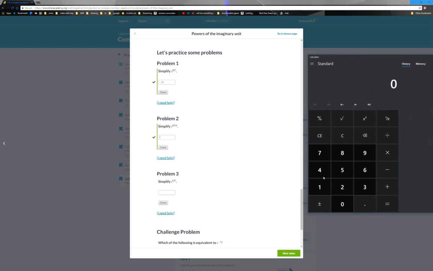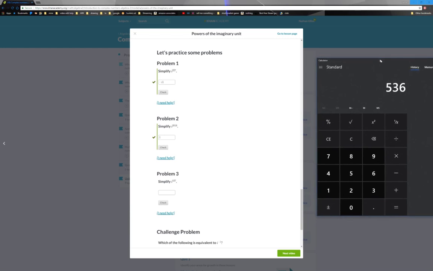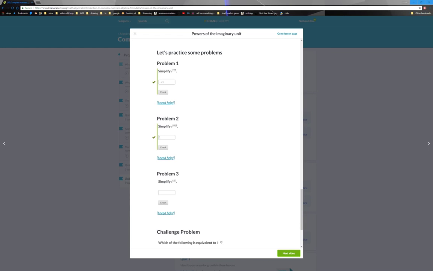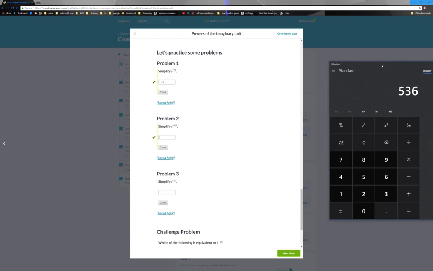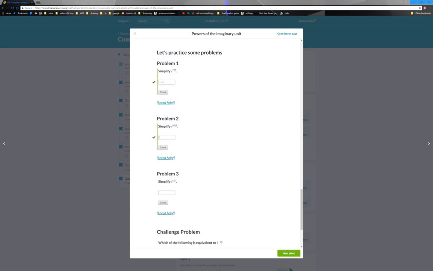Now 537. 537 divided by 4 equals 134. Well, what's 134 times 4? That's 536. So since 536 is divisible by 4, i to the 536th is 1, and then we also have i to the first. Right? Let me work this out one sec.